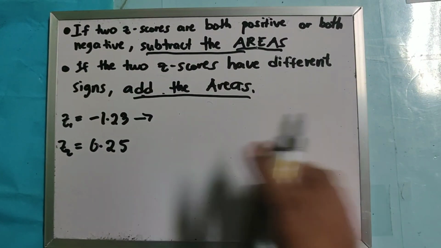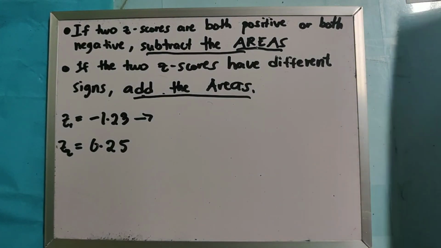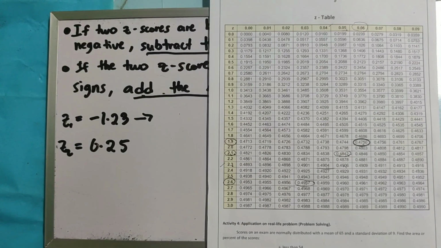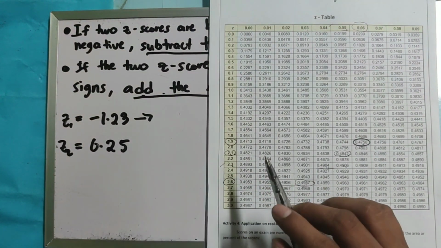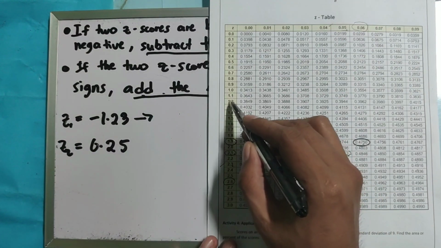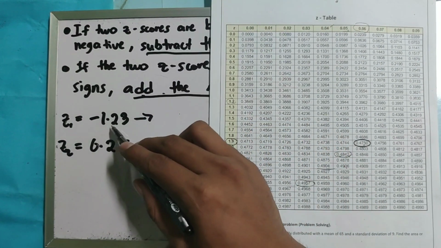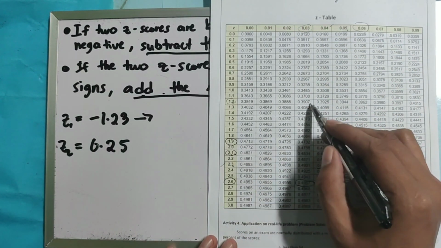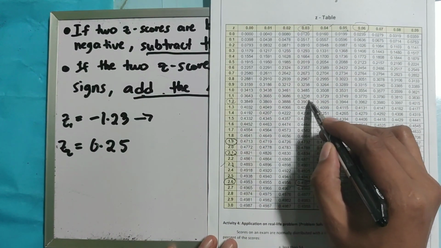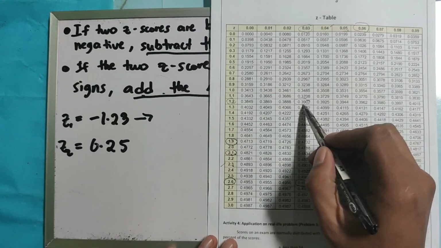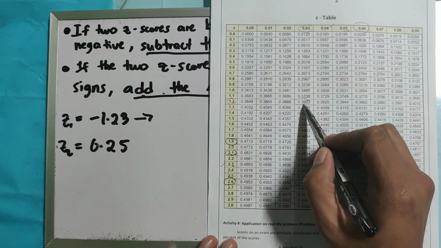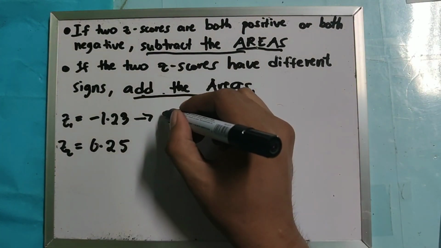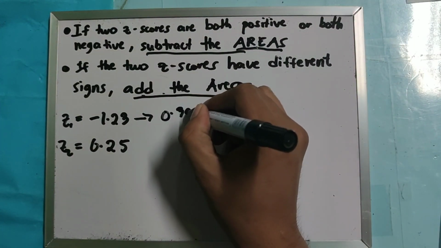Anong area ni negative 1.23? Locate natin siya sa Z table. 1.2, nasaan si 1.2? Nito si 1.2. Connect natin kay 0.03. So the area of negative 1.23 is 0.3907.